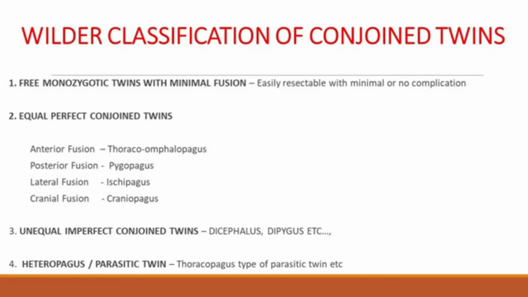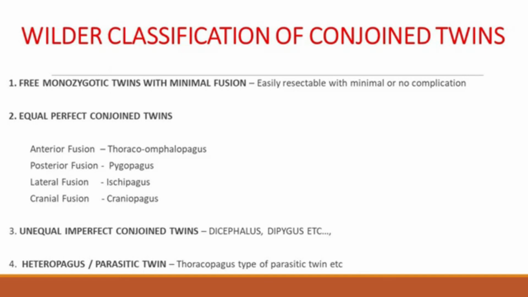But the most favorite and the oldest classification of conjoined twins for monozygotic twin remains the same, which had been suggested by Wilder during 1970s. In his classification, he gives 4 types of conjoined twins. First one is free monozygotic twins with minimal fusion. They are almost normal symmetrical twins with fusion of only small parts. Already discussed as fusion of tip of the little fingers or toes. It gives the best prognosis as they are easily resectable with no complications or less complications.